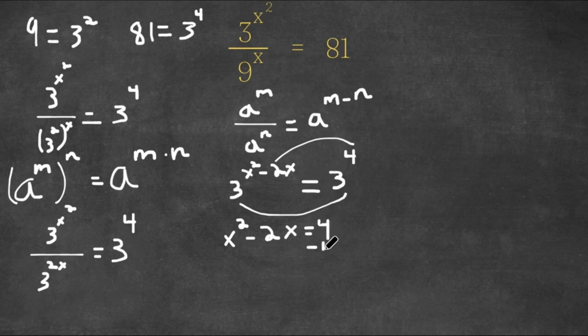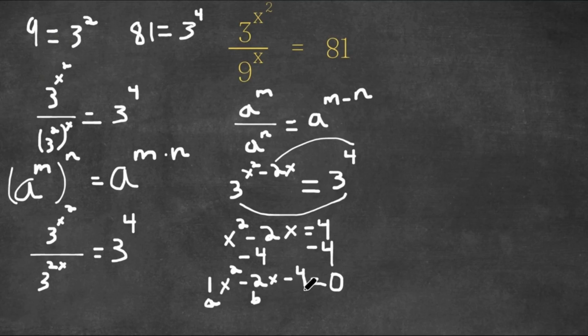Now I'm going to subtract 4 on both sides. So we're left with x squared minus 2x minus 4 equals 0. And now, as you can see, we have a quadratic equation. Let's use the quadratic formula, which is negative b plus or minus the square root of b squared minus 4ac, over 2a. So a is 1, b is negative 2, and c is negative 4.